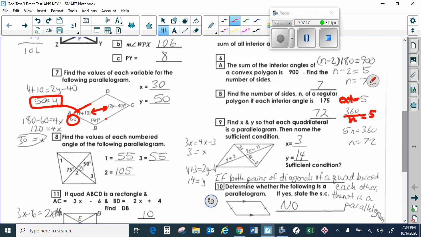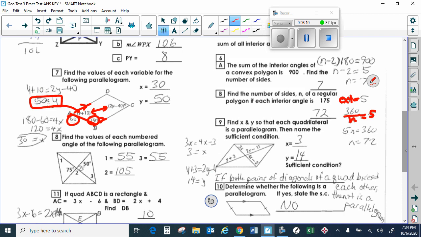What do I know about these two angles right here? Parallel lines cut by a transversal, so same side interior angles are supplementary. So now I have 180 minus this 60 right here has to equal this angle. So that angle equals 120 degrees. Okay, and so 120 equals 4x, divide each side by 4, and you get x equals 30.